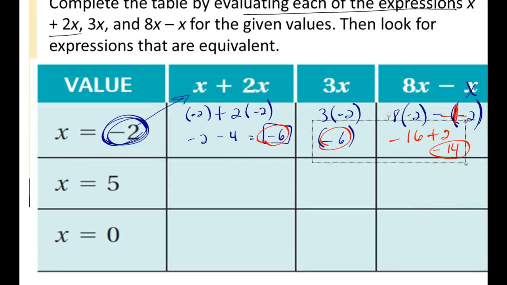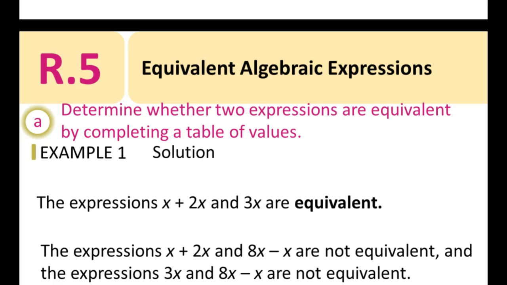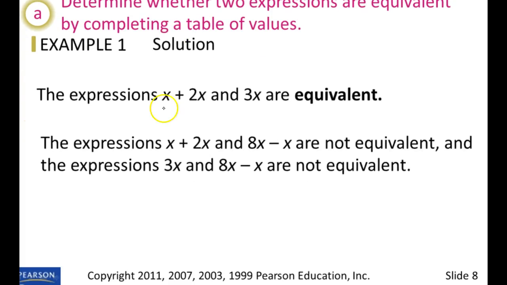There were a couple other problems. You need to now redo this problem for 5 and 0. Moving on, I've got, again, equivalent expressions. x plus 2x is equal to 3x. The expressions x plus 2x and 8x minus x are not equivalent, because if you were to let x be 5, over here you would get a different answer than if you let x be 5 here.